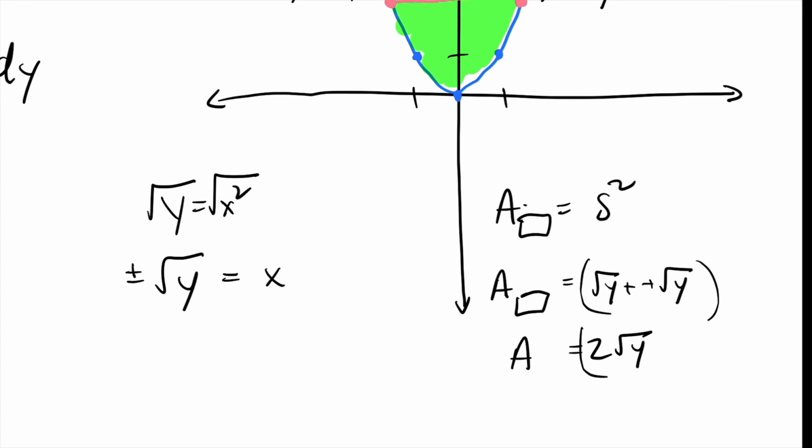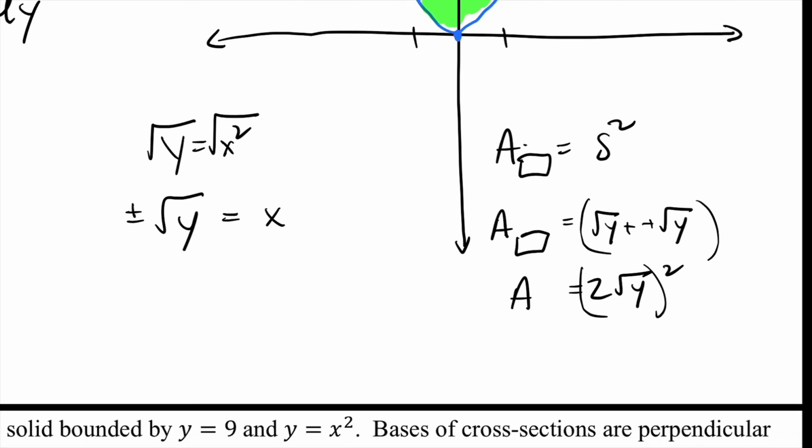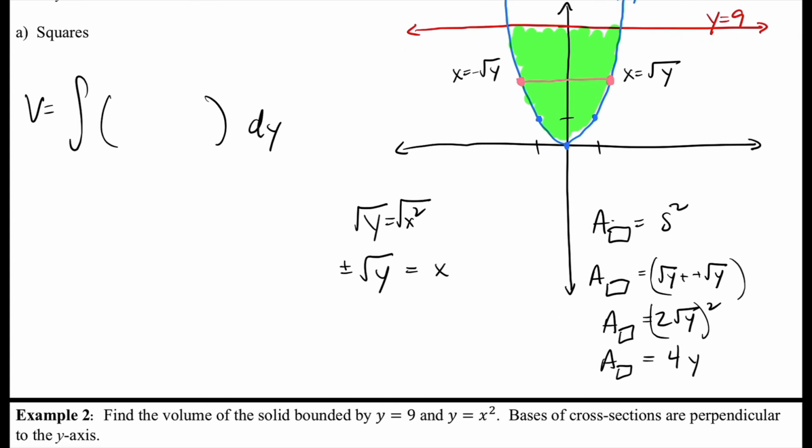To get area, I have to square them. And you're going to get 4y, because you square 2, you get 4. You square square root of y, you get y. That's the area here. That's what I'm going to put over here.